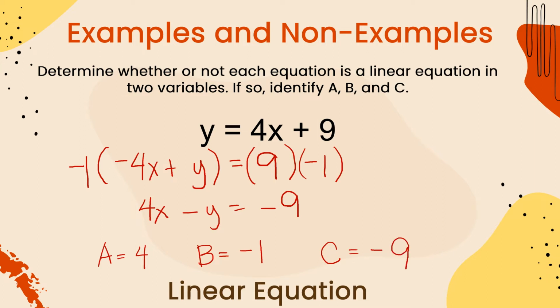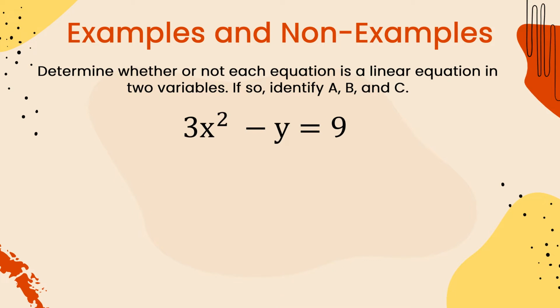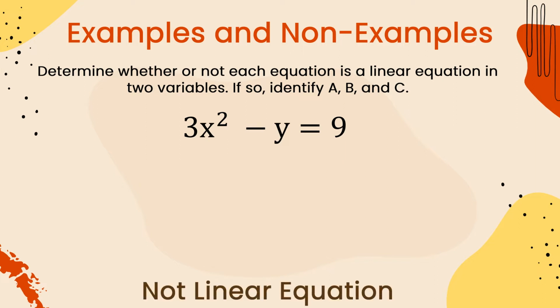Let us have some more. We have this time 3x squared minus y is equal to 9. If you're going to remember our standard form, it is ax plus by is equal to c. No exponent. Or rather, may exponent, but all of the exponents of our variables are simply 1. Pero in this case, si x ay nasa second degree, or x squared. So therefore, this given is not a linear equation.